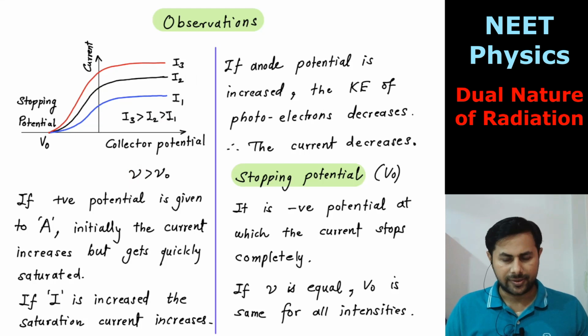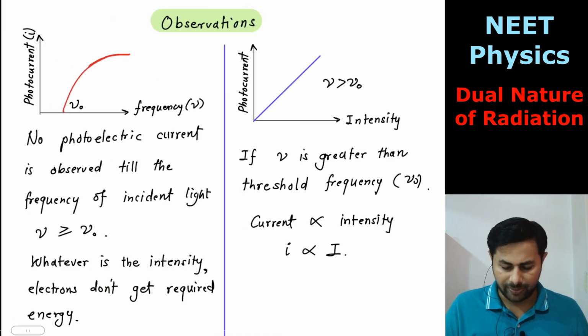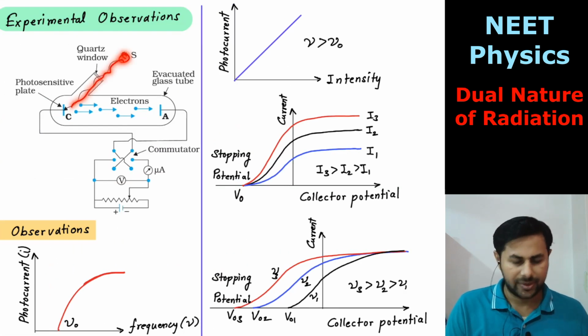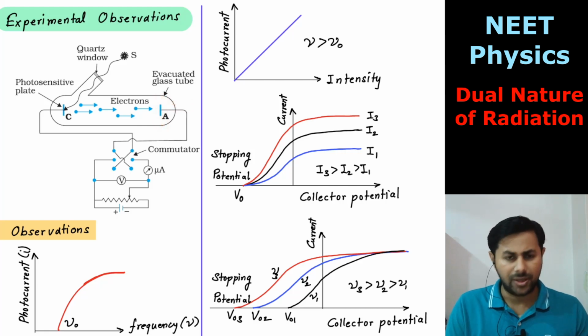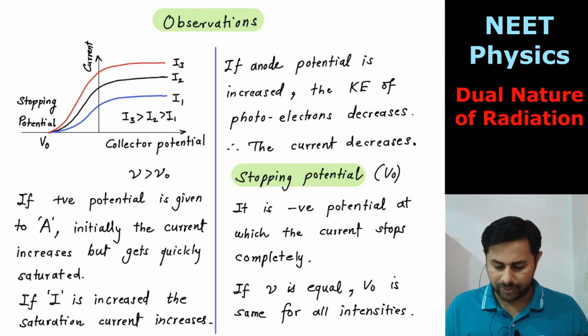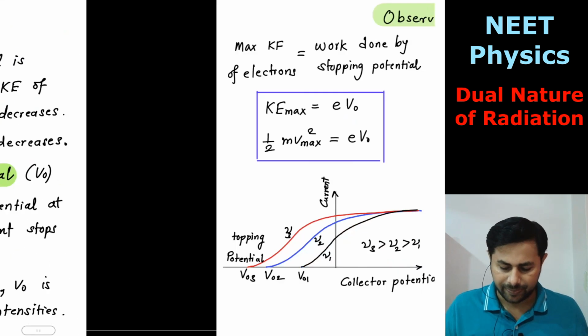So for all cases, that is I1, I2 and I3, the electrons stop at the same potential. That means the energy that electrons get from the light is the same in all three cases, no matter how much the intensity is, because we require the same stopping potential to stop the electrons. That means the maximum kinetic energy of electrons is the same in all cases, no matter what the intensity is, if frequency is the same, right? So that is the third observation. If nu is equal, V naught is the same for all intensities, that means the energy of electrons is the same.